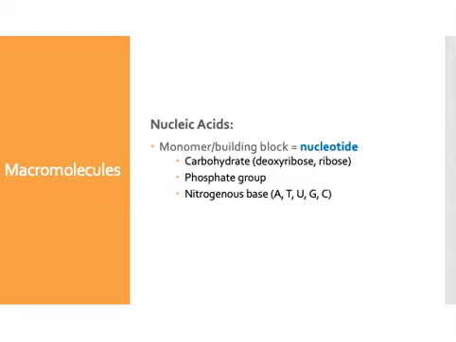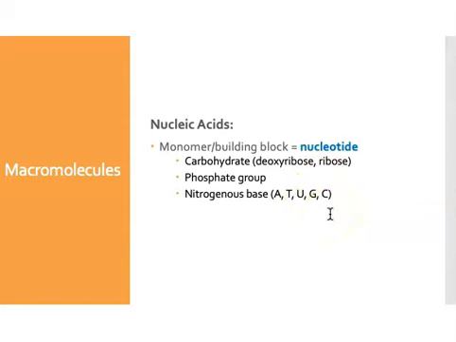Now, it's the bases in DNA and RNA that most people have heard about. These are molecules that contain a good amount of nitrogen. That's why they're called nitrogenous. And there are actually 5 different kinds of nitrogenous bases in nucleic acid, depending on whether you're talking about DNA or RNA. So there's adenine or A, thymine or T, uracil or U, guanine or G, and cytosine or C.